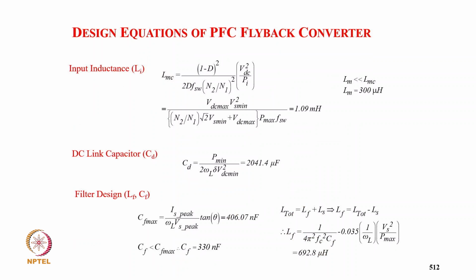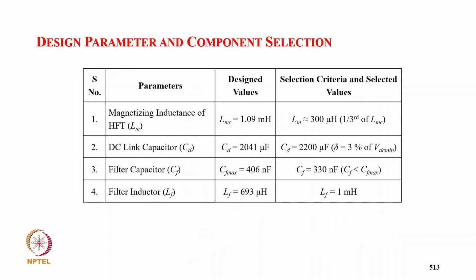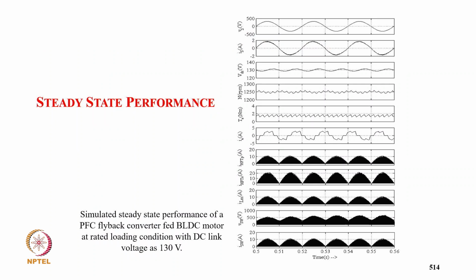And the calculation, so here for discontinuous mode Lm comes 300 microhenry, and of course capacitor on DC link comes 2041.4 microfarad, and EMI filter capacitor again 330 microfarad, and inductor is 692.4 microhenry. And we select the magnetizing inductance only 1/3, approximately 300 microhenry, with the DC link capacitor 2200 microfarad and CF equal to EMI capacitor 330 nanofarad and LF equal to 1 millihenry.